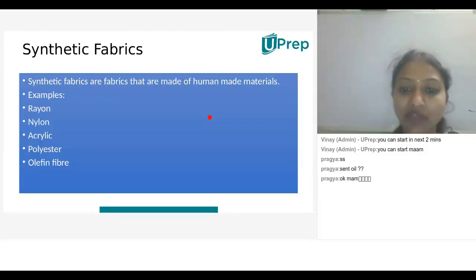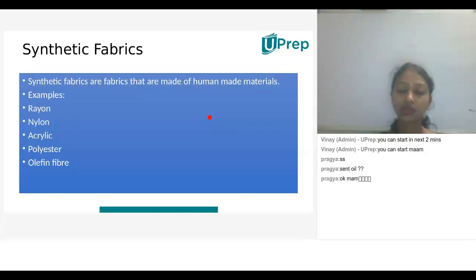When it comes to synthetic fabrics, they are fabrics that are made up of human-made materials. There are different synthetic fabrics. For example, rayon, nylon, acrylic, polyester, and olefin fiber.